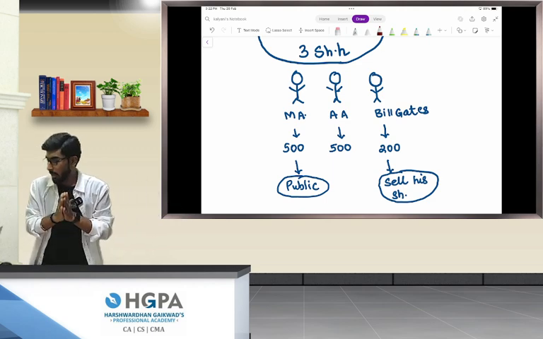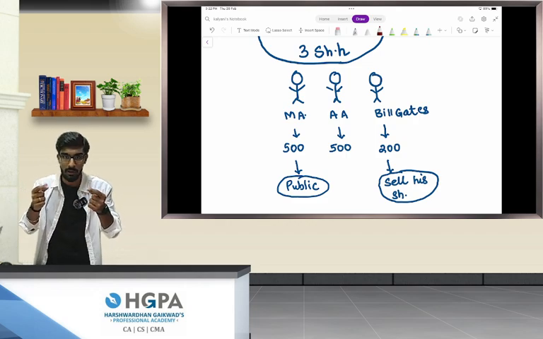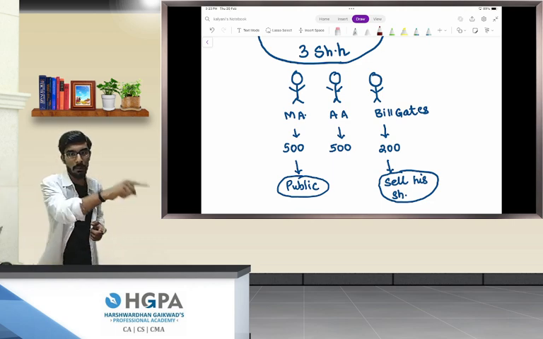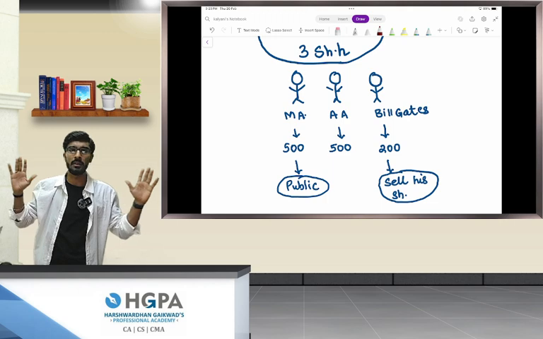Cool, good to go. Now people, tell me, in this transaction, is Mukesh Ambani getting any monetary benefit? Bill Gates sold his shares to the public. Public paid him money. I am not receiving any monetary benefit. I am Mukesh Ambani. I am not receiving any monetary benefit.